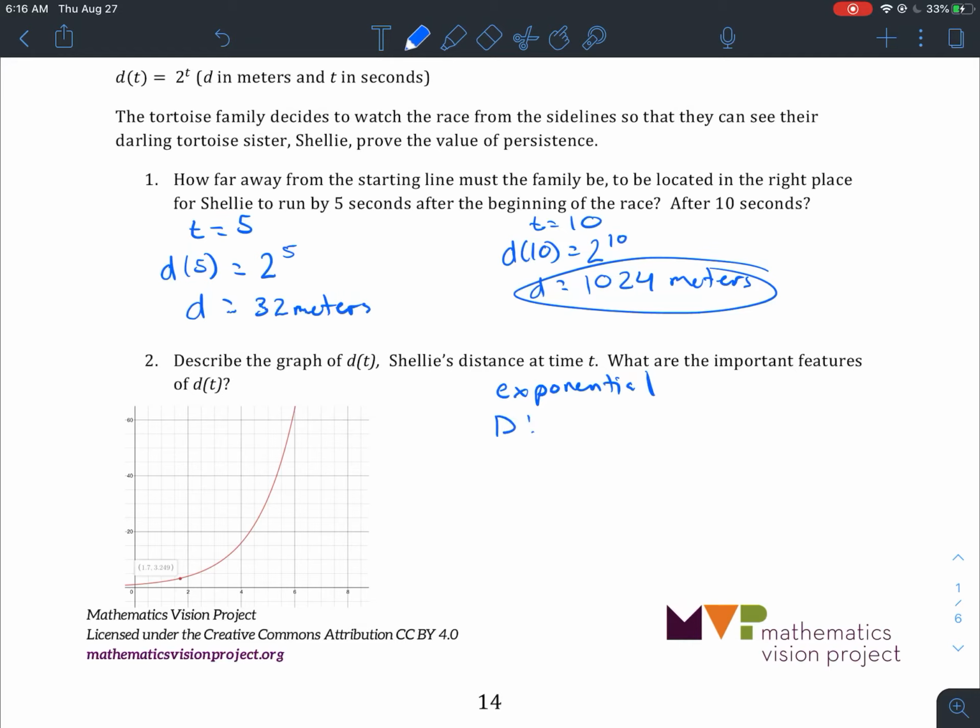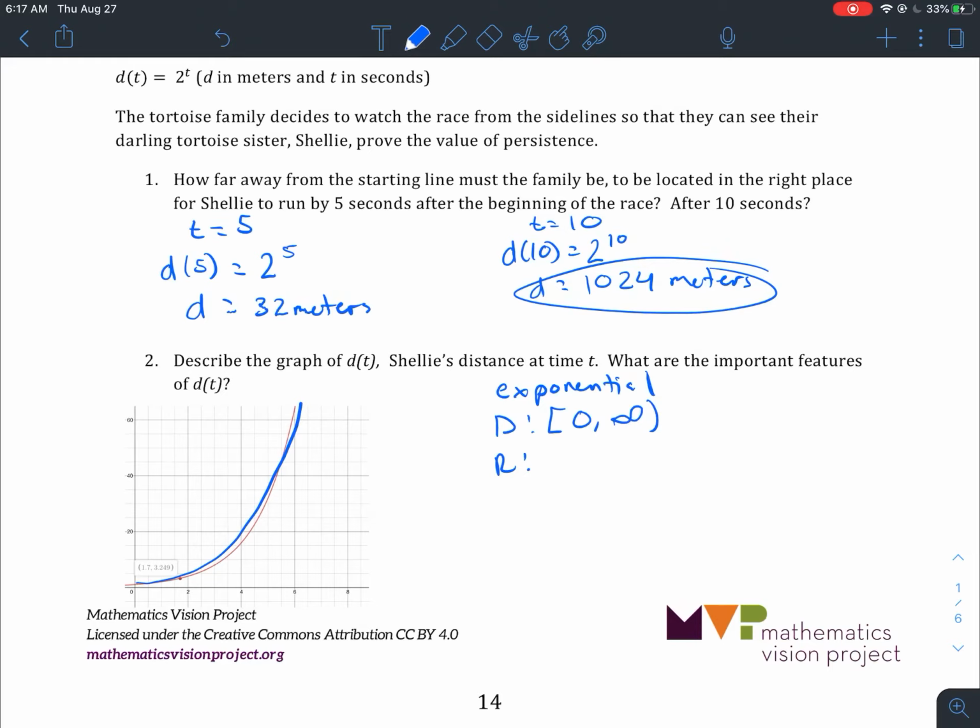And let's find the domain. If we look at the domain of this guy, he continues on this way and then just continues to grow. So the domain here would be all real numbers. However, specifically for this scenario, you can't have negative time. So in this very specific case, it's going to be 0 to infinity. And the reason for that is we just don't want to put in negative time.